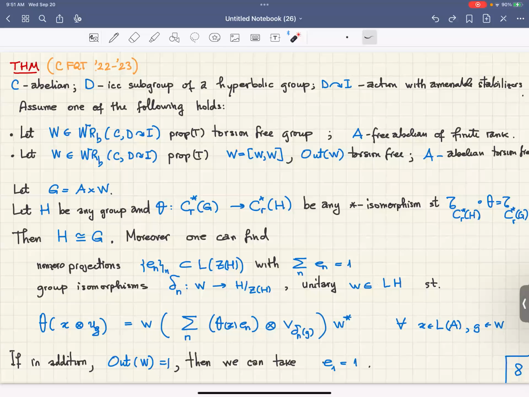So as before, there is a partition of the identity with central projections, I mean projections in the center of H, and there are isomorphisms between this W and H. H, being isomorphic, splits as a product between the center and something else, and that something else is isomorphic to this W, and there is a unitary, and the same formula holds. And once again, when the automorphism of W is trivial, there is no sum here. It's just sending X tensor IG into P of X tensor V delta G.